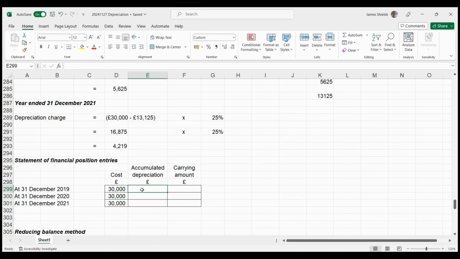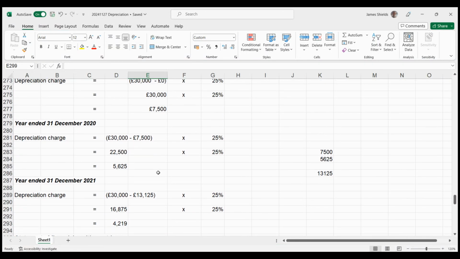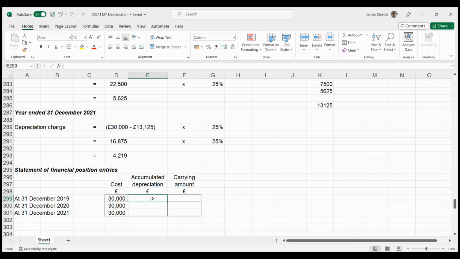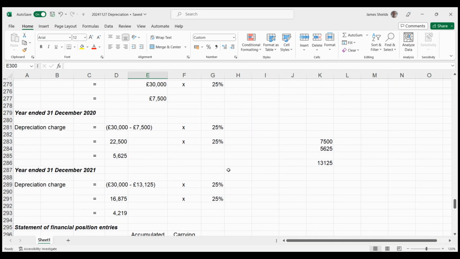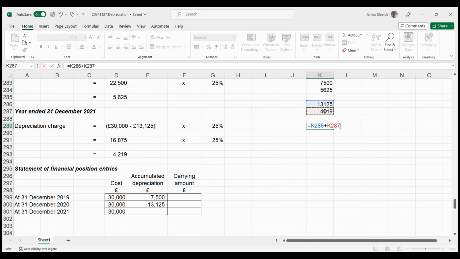Accumulated depreciation. So at the end of December 2019, at the end of that year, we had £7,500. The end of the next year was 5,625. So the 2 years added together, we worked out already, was £13,125. Then for the following year, there was another 4,219. So we're going to add that on now to our accumulated depreciation, and that comes to 17,344.